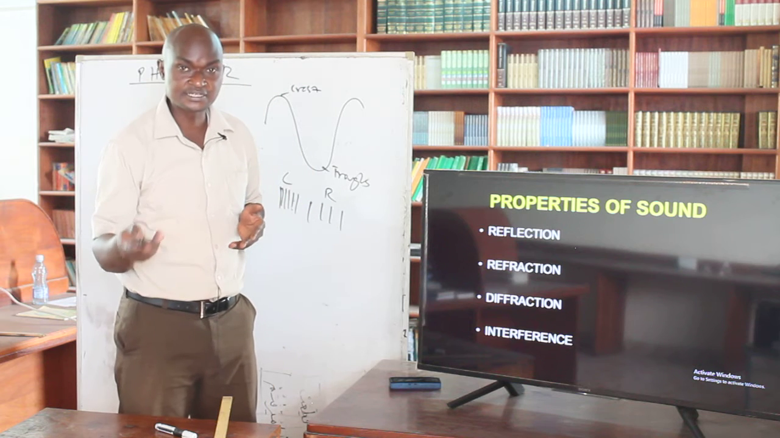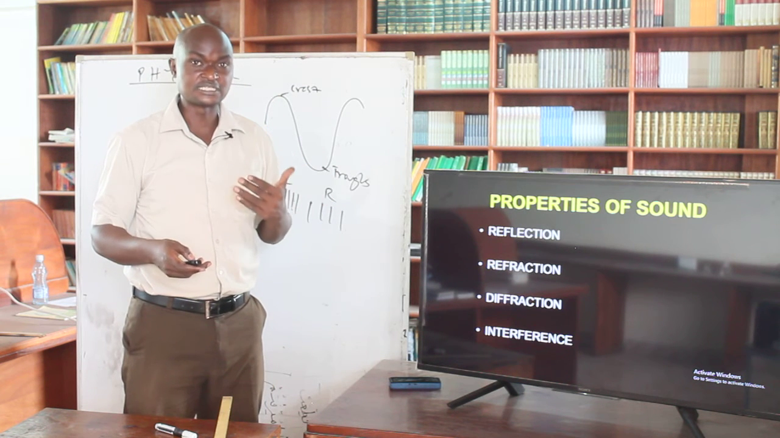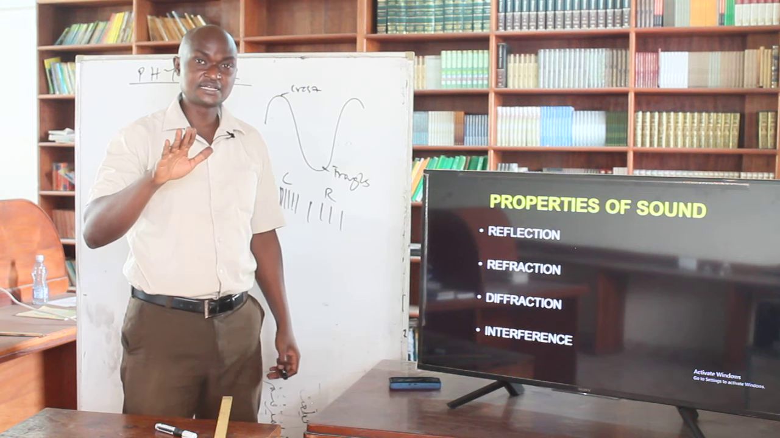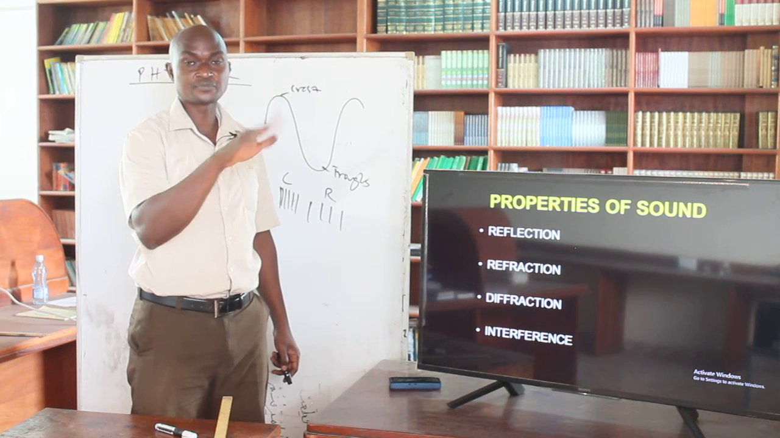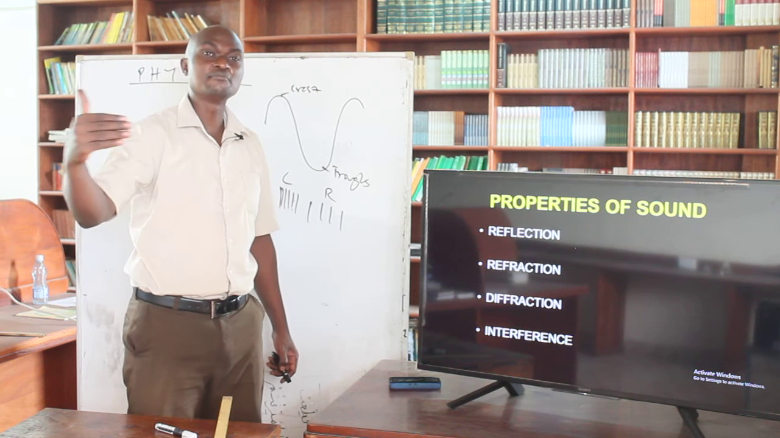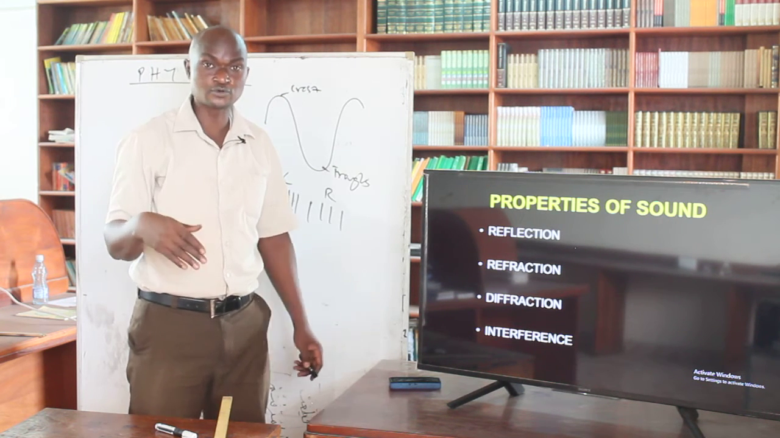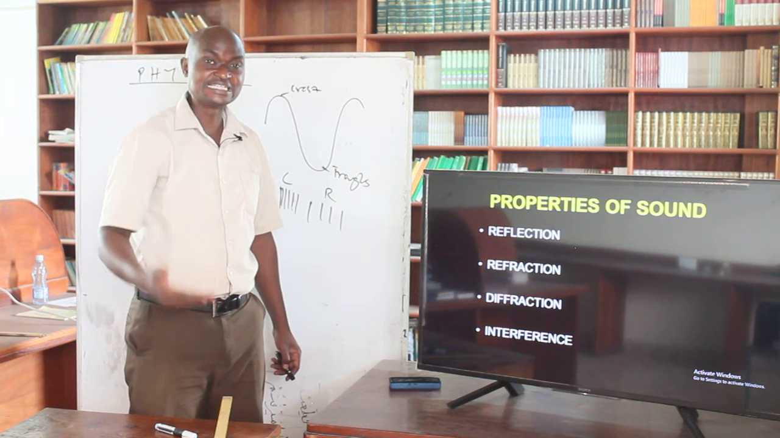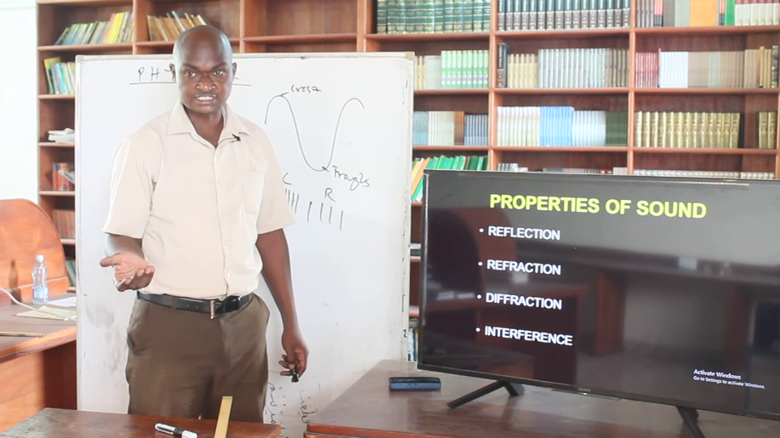So let's not forget that sound, like any wave, has these properties. It can be reflected: it hits an obstacle and comes back, we call it echo. It can be refracted: it moves to the cooler part of air or a medium. It can be diffracted, meaning that it can flow around obstacles, like through windows and through doors. And it can also be interfered with, constructively or destructively.